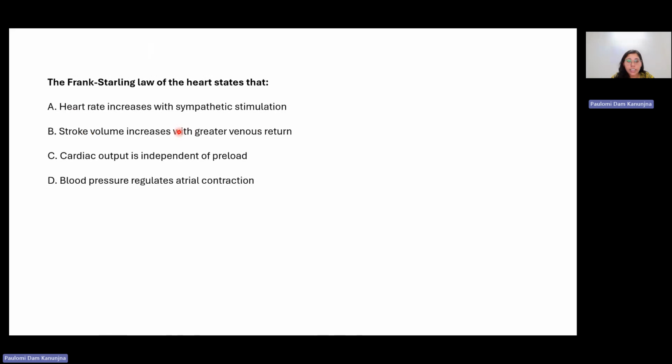Now let's begin with these questions, which are not very difficult. At each slide, I will read out the question, wait for 5-10 seconds, and then give you the answers. The first question is: the Frank-Starling law of the heart states that, right? So this law states that the stroke volume will increase with greater venous return. This is not complicated to understand. The more the blood input, the more the blood pumping will be. It's as simple as that.